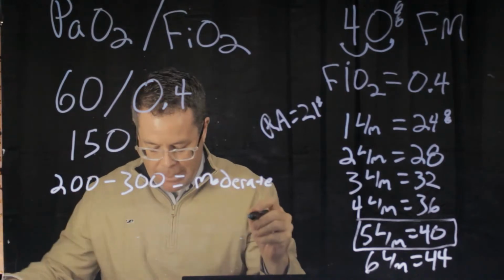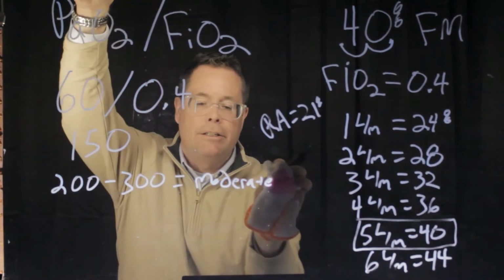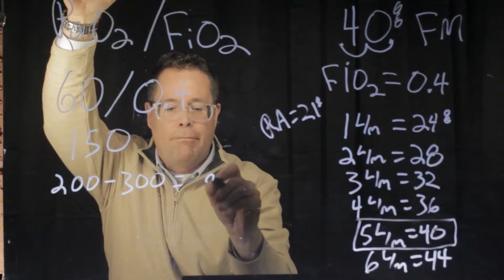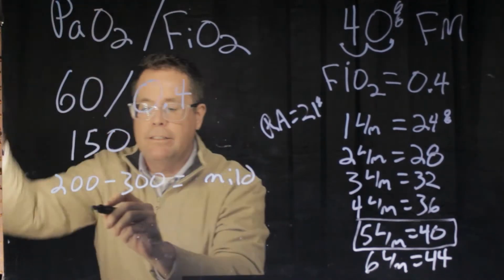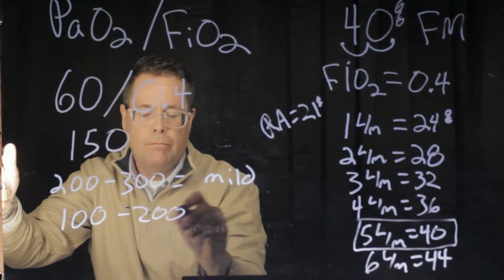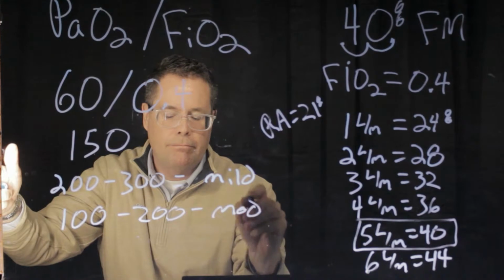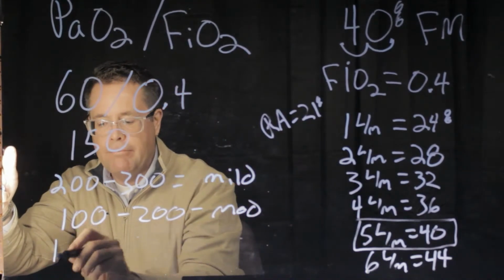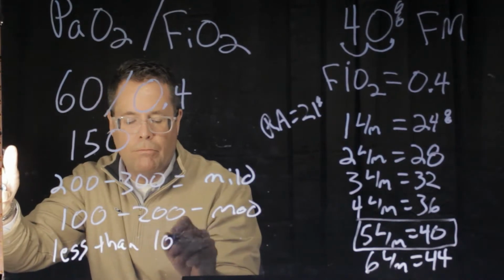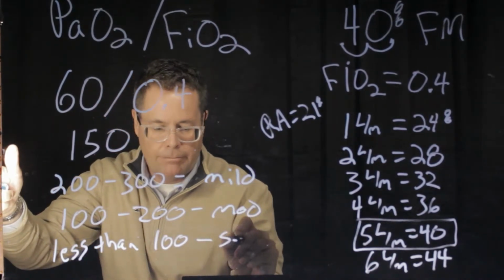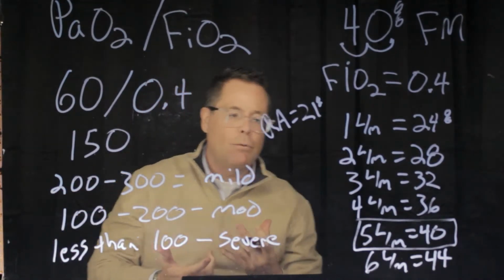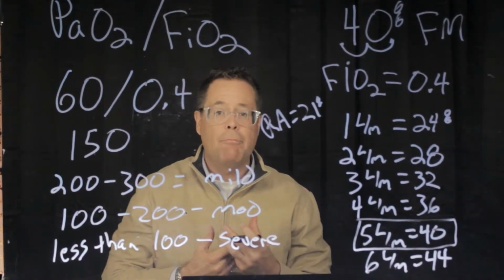Oh, mild rather. Mild, moderate, severe. I should know that from pain medicines. It's just like pain medicines. Mild ARDS, 100 to 200 is going to be moderate, and then less than 100 is going to be severe ARDS. So basically what it does is it allows us to quantify bad, so to speak.